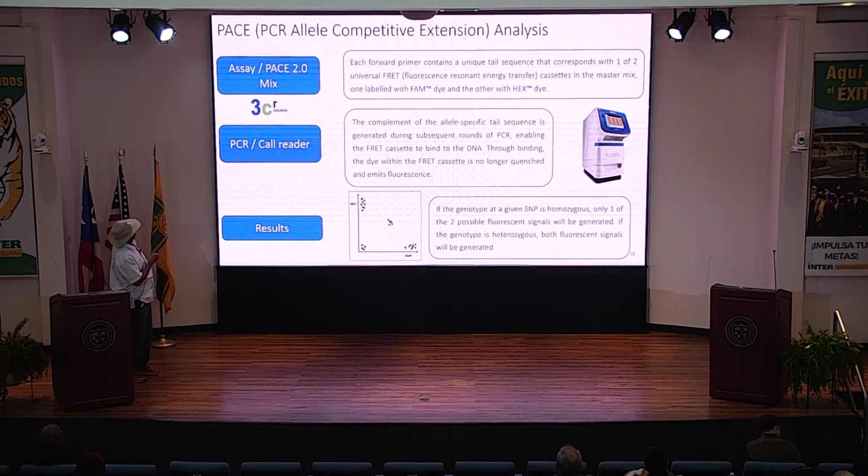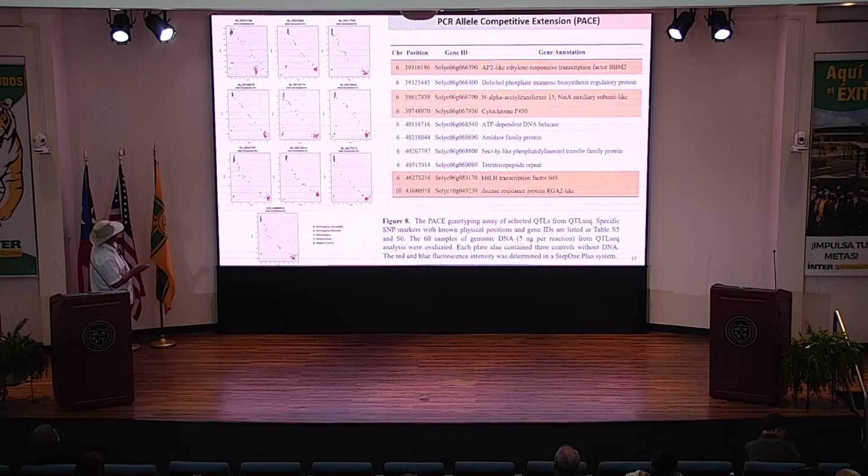So we can also develop assays of those particular SNPs or loci using this kind of PACE technology. And then that will give these allele discrimination plots. Here are the resistant individuals, here are the susceptible individuals, and here are the heterozygous, and this is the negative control, to which no DNA is added. So with this kind of technology, we identified all these important genes.